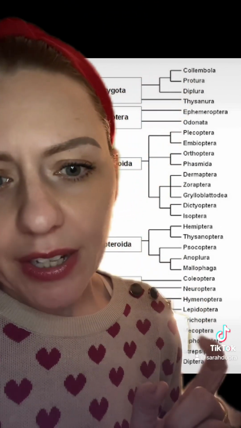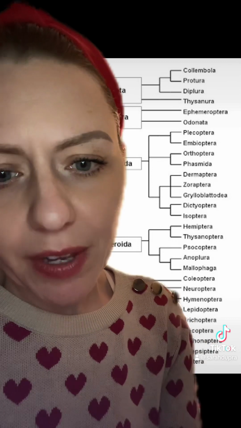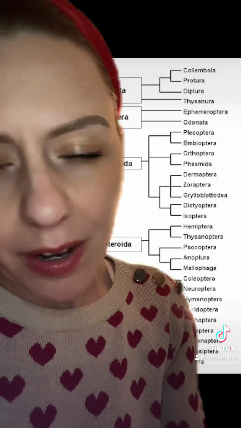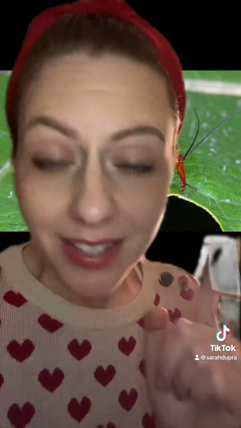Now, Mecoptera, again, are kind of like the scorpion flies. Here, let me pull up a video or a photo of those. Scorpion fly. See their little tails looking like scorpions? Yeah, that's Mecoptera. This list is also outdated.